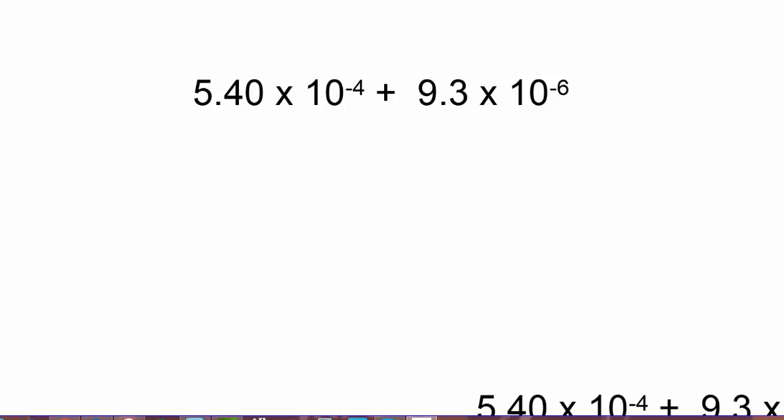So in the last example, we changed both exponents to be negative 4. This time we're going to change both exponents to be negative 6. So that means we're going to adjust this one right here to be negative 6. So let's think about how we do that.